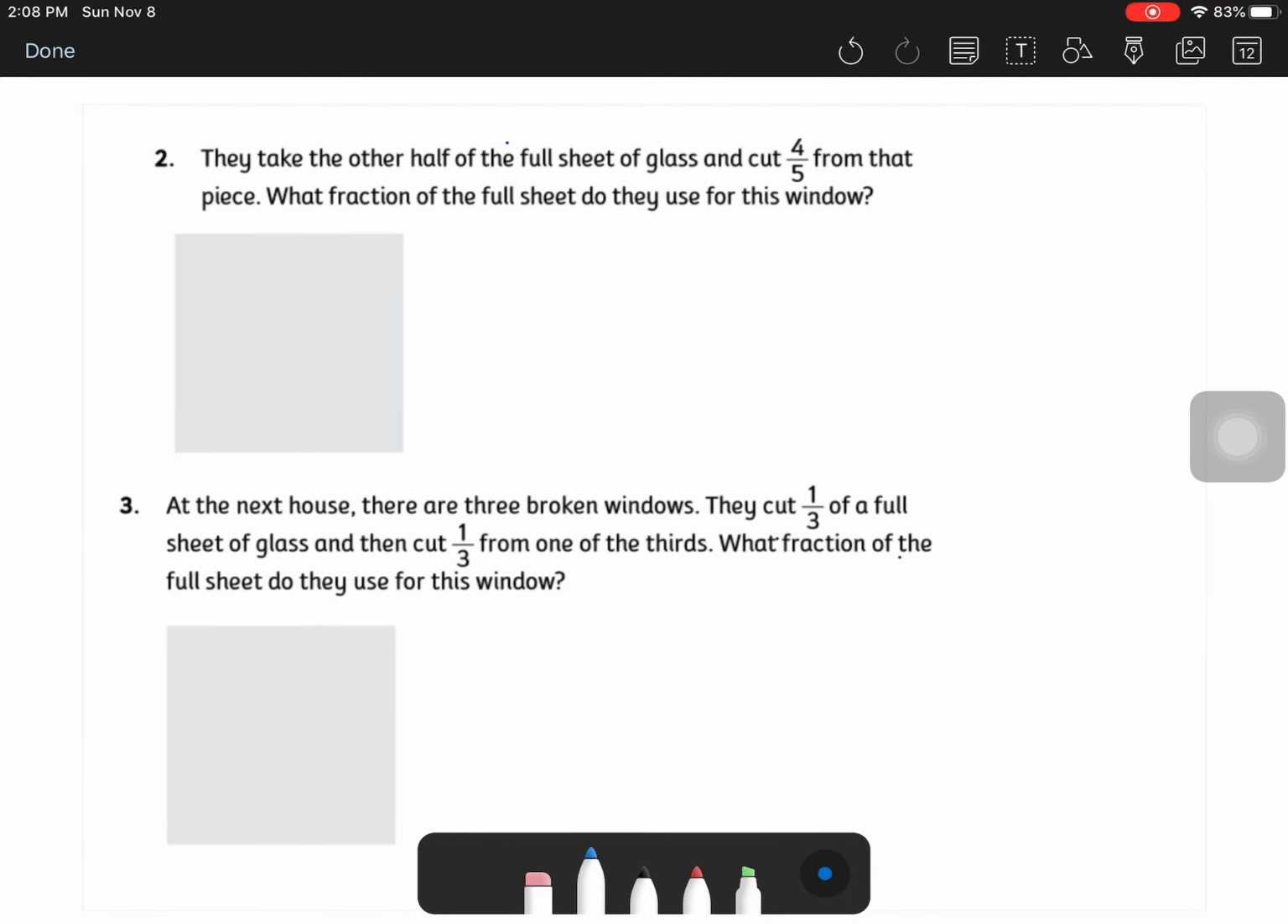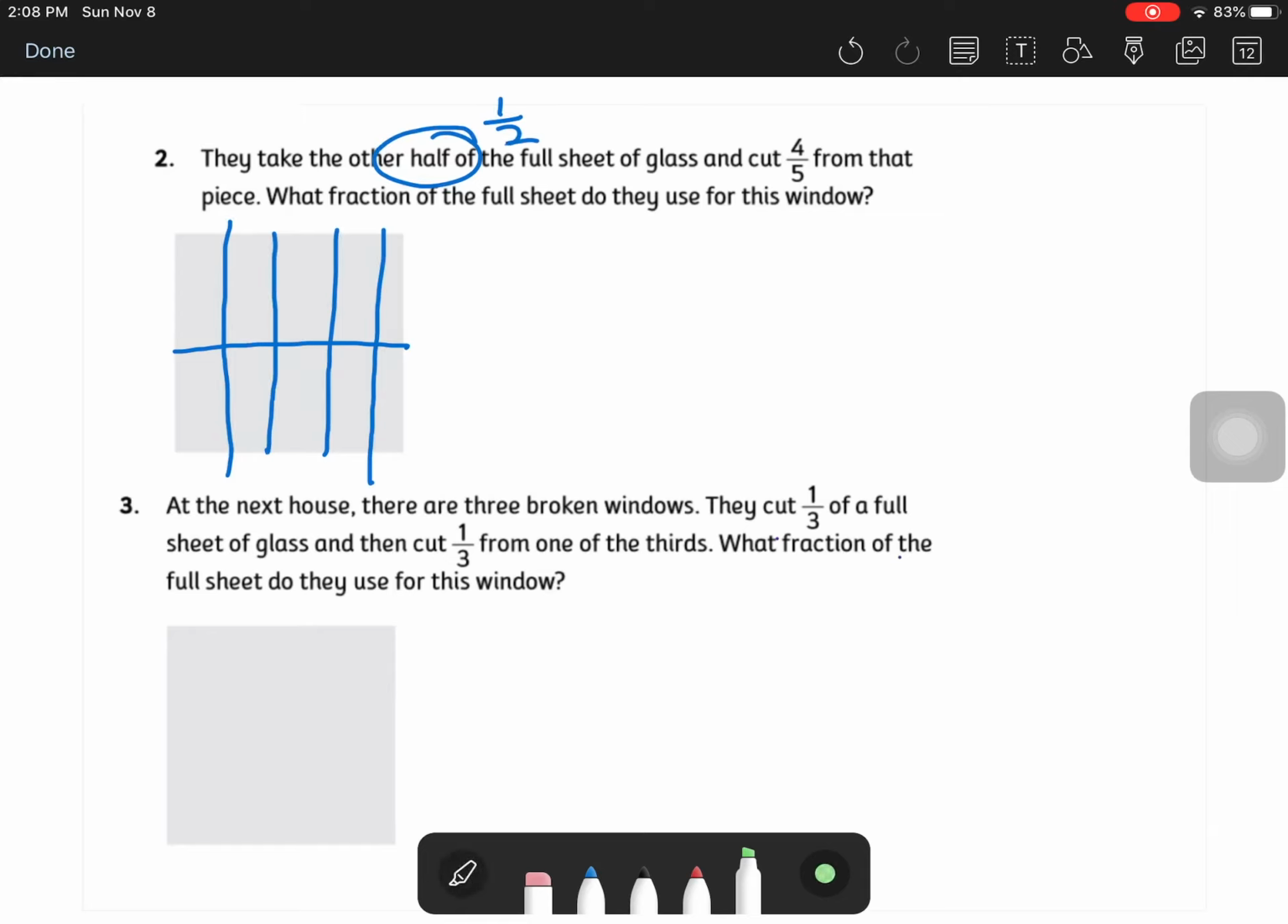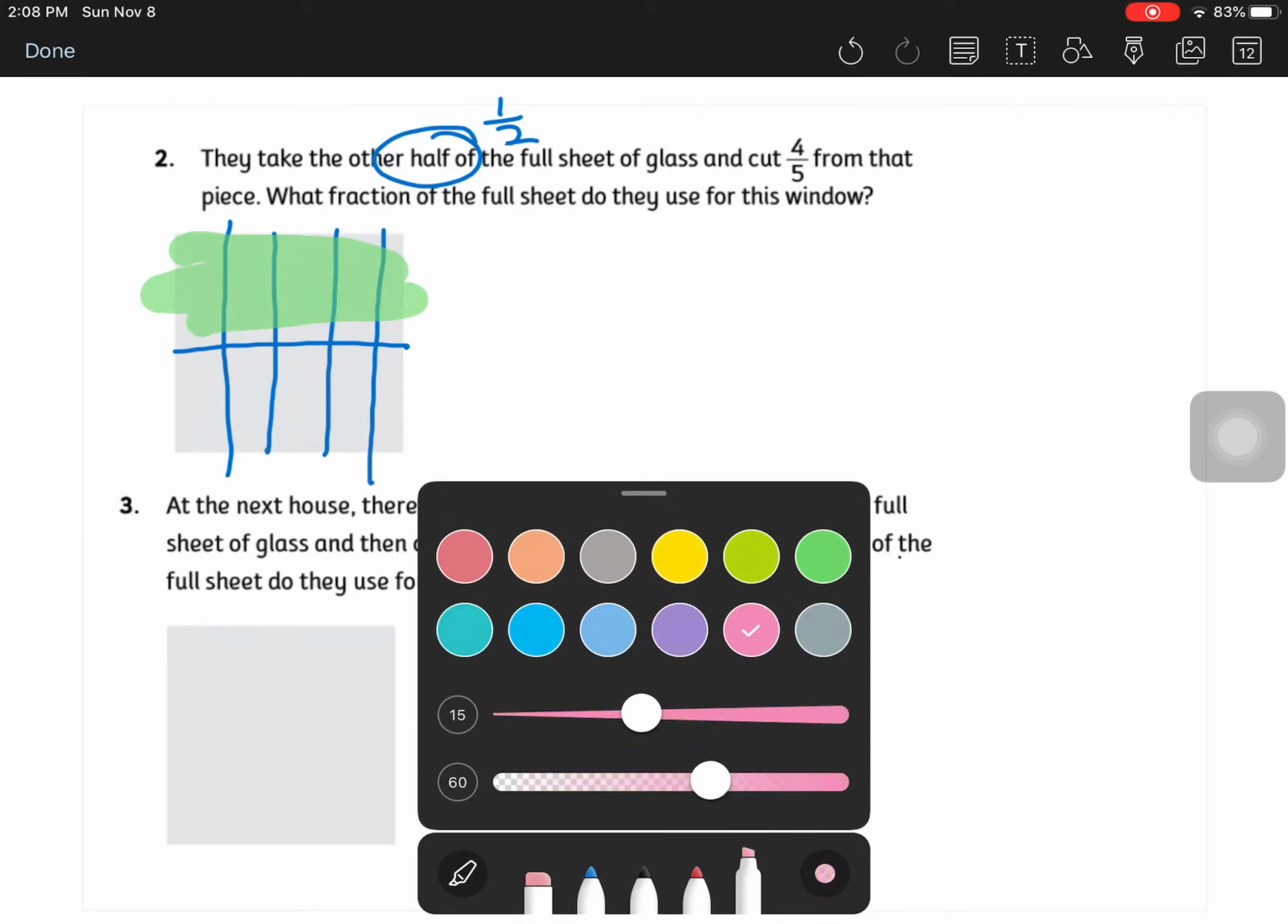Okay, next one, it says they take the other half, so it's a half again. They didn't really write out the fraction, they just said the word half, and then we're going to cut 4/5 of that. So we're going to go half, and then we're going to cut that into fifths like I did before, the other direction, like this. Didn't do that very evenly, but that's okay. So we're going to do 1/2 one way, so I'll do that in green going this way, and then we have to do 4/5 going the other way. So if I do 4/5, I would just shade in 4 of those 5, and I'm going to do that in pink.